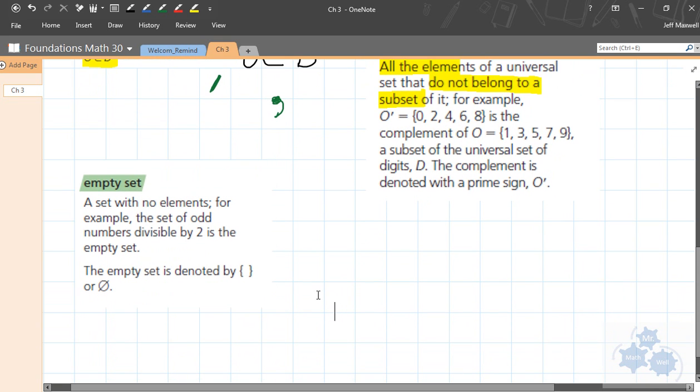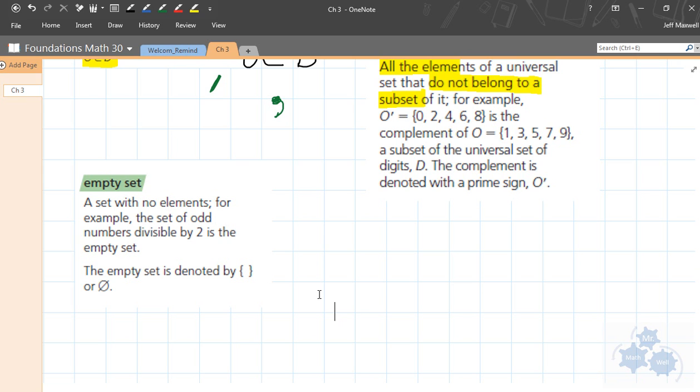Okay? So let's go back to the Canadian provinces and territories example. The subset of American states within that would be empty. There's nothing, right? Because that's not even in the same ballpark, right?